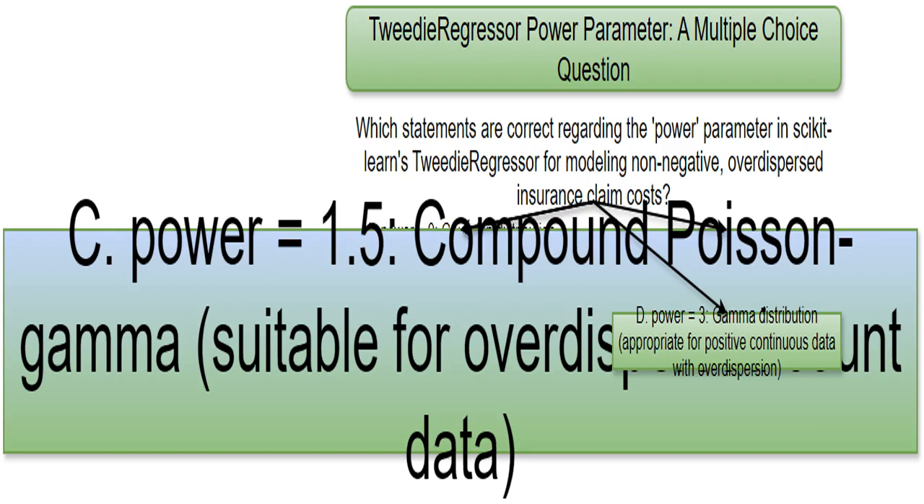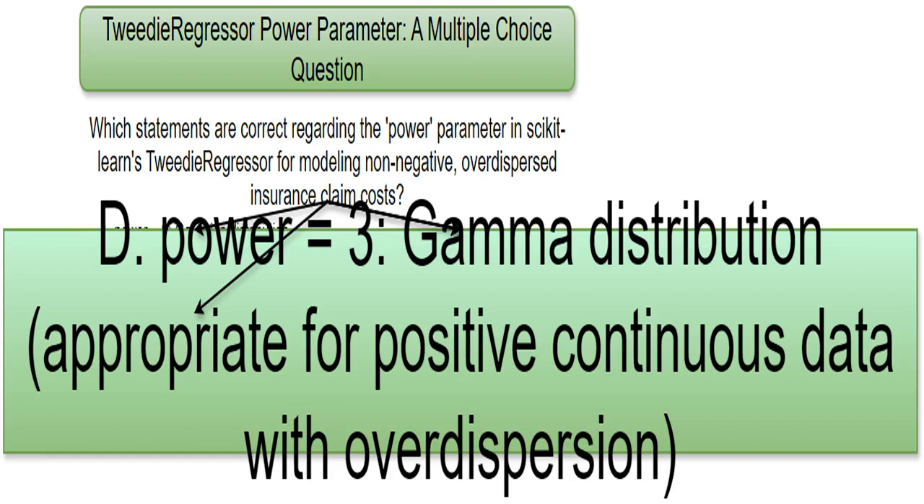Here's where things get interesting. A power between 1 and 2, like 1.5, gives us a compound Poisson gamma distribution. This is perfect for overdispersed count data. Precisely what we might see with insurance claims. The variance is allowed to be higher than the average. This statement is correct.